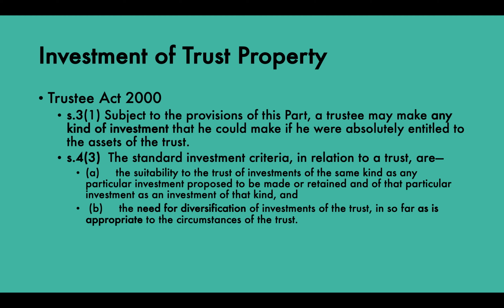So let us imagine a trust with a general power of investment. Now, if that trust was comprised of £10 million, diversification would require that the trustees do not simply invest in shares in a single company. And this is really what Section 4, subsection 3(b) is all about. It's about this portfolio theory.